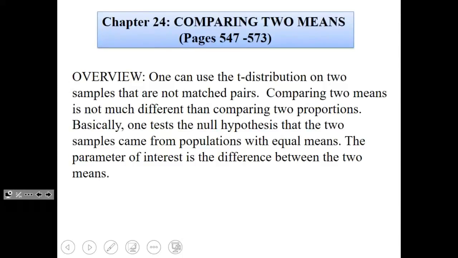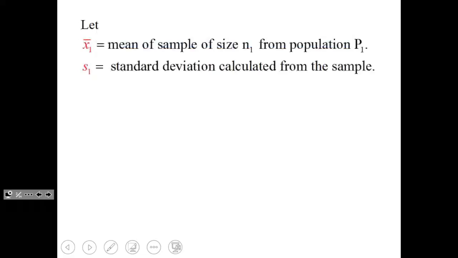How to run a comparison of two samples or look for differences, probability they'd be different, provided they're not matched pairs. So our null hypothesis is that the two samples come from populations with equal means. The parameter of interest is the difference between the two means. So let's go ahead and try this.